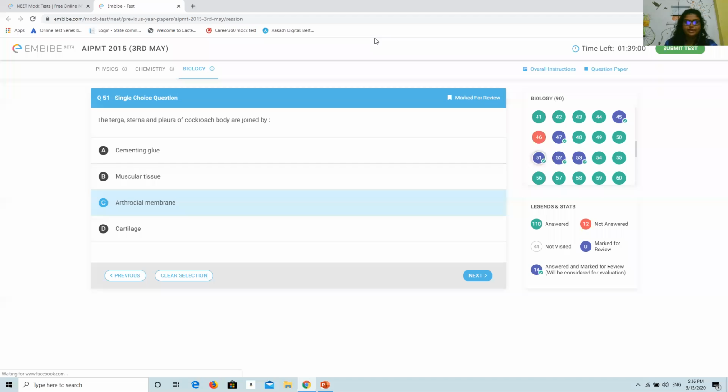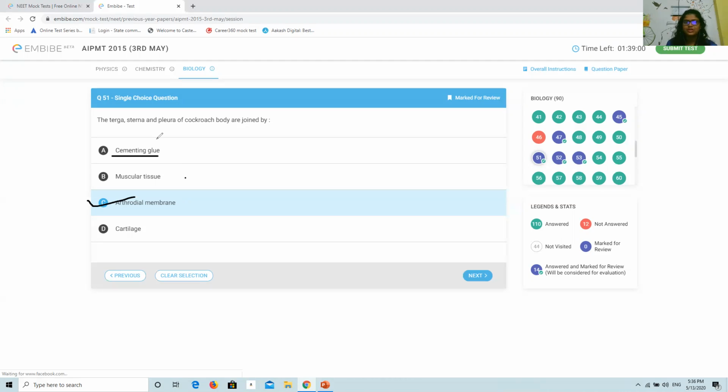This is an important one, by the way. The sterna, terga, and pleura of cockroach body are joined by arthrodial membrane. Arthrodial membrane is something which is very commonly seen in arthropods. Alright, so it is a very important membrane, and this has not been mentioned in the textbook, mind you. But yeah, this is something which is really common. And it's also understood just by looking at the question. Cementing glue, nothing like that.